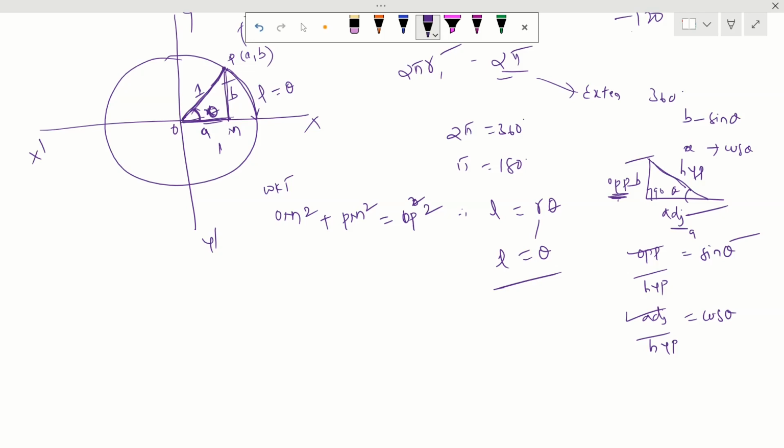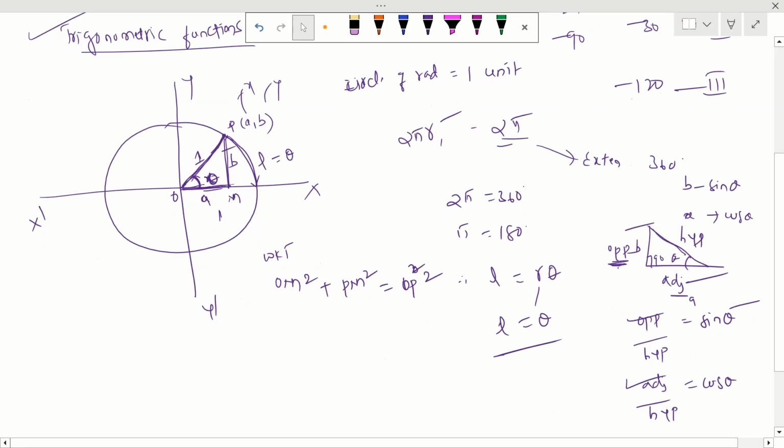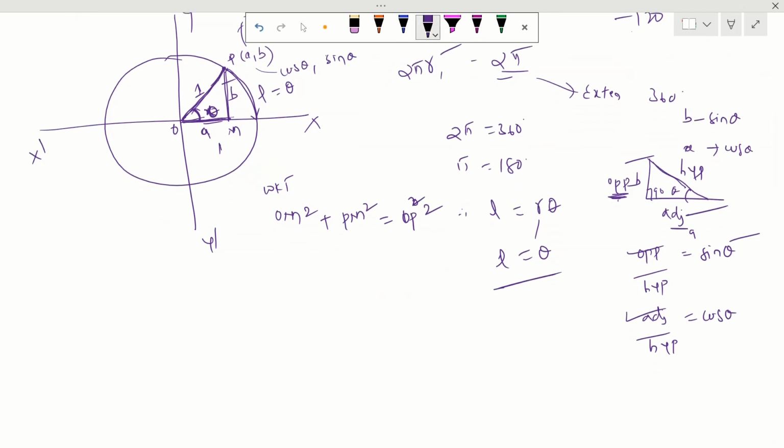So A comma B means cos theta comma sin theta: A is cos theta and B is sin theta. Now we can write OM square as A square, and PM square as B square. OP is 1, so the value of OP square is 1 square, which is 1 only.